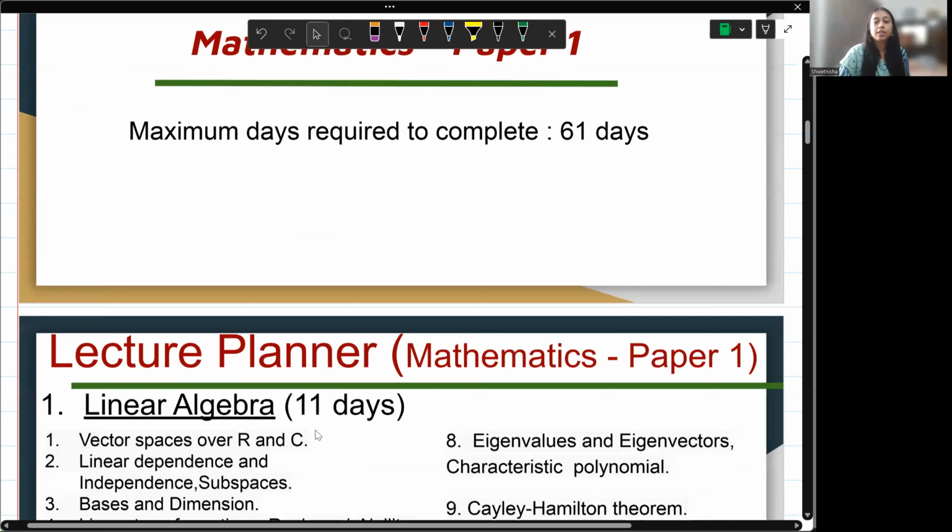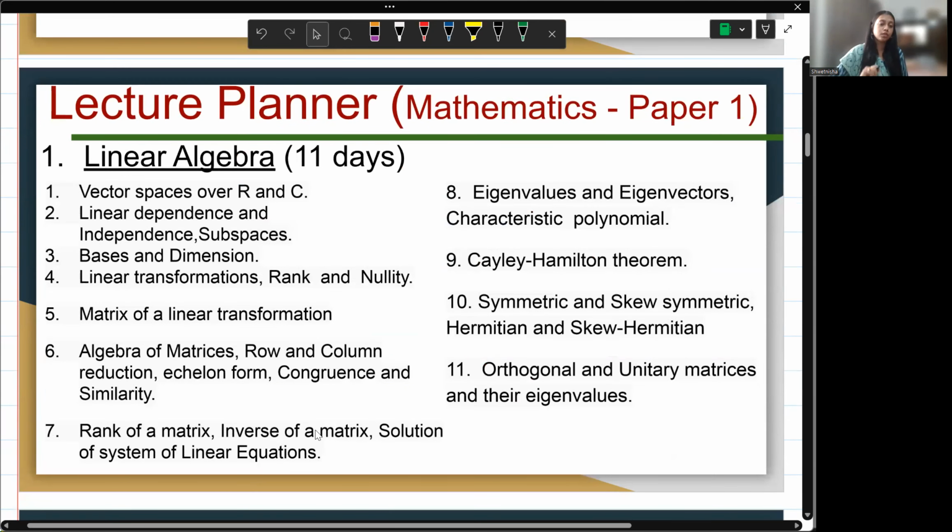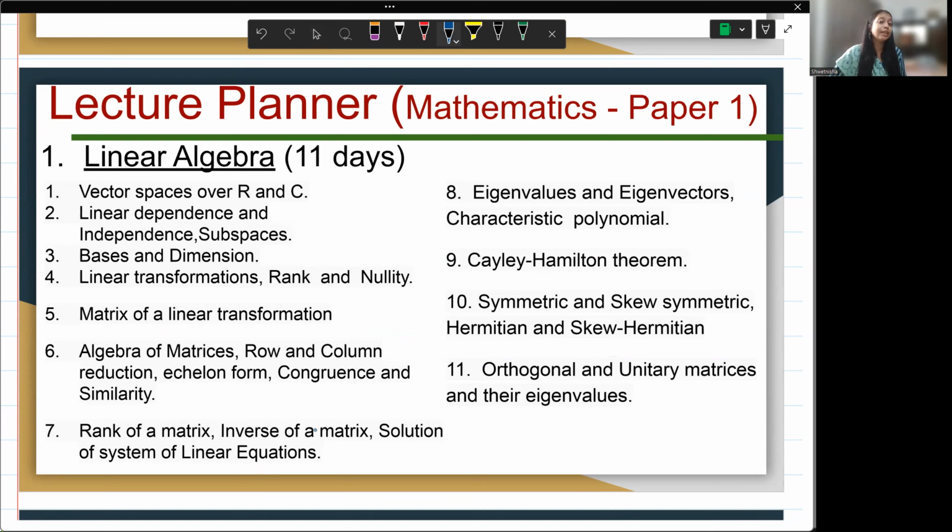So let's start with the first syllabus for the first subject, that is linear algebra. I have given 11 days to it. 11 lectures will be there. So this whole linear algebra should be in 11 pages for you. Okay, it can be more than that, it can be less than that, but not more than 5 pages, let's say. You can add 5 more pages to it.